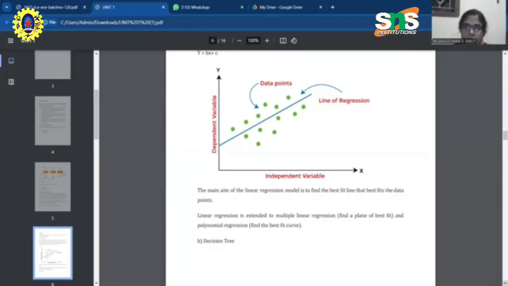So hope you understood what are the various machine learning models and what is regression. What are the real life examples that can be solved with the help of regression. So here we have discussed about linear regression.